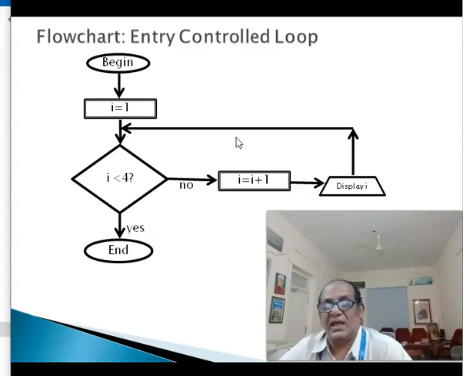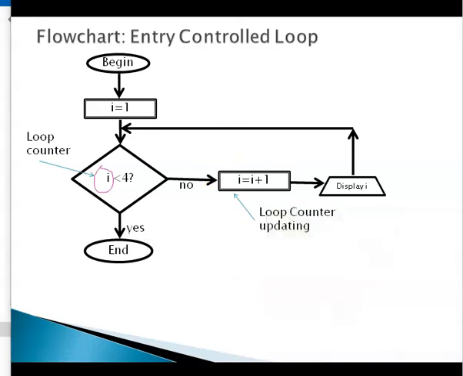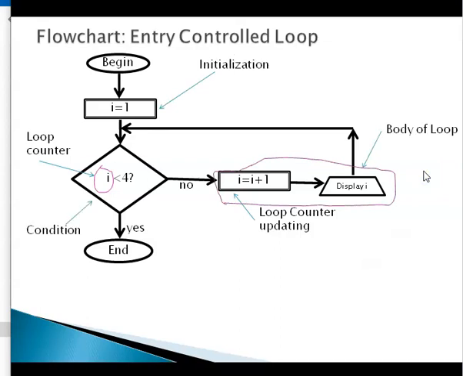Earlier we considered a for loop. Again we see that I is the loop counter, and the loop counter updating is I is equal to I plus 1, and then you have display I. Both these put together form the body of the loop, and I is equal to 1 is the initialization, I less than 4 is the condition.